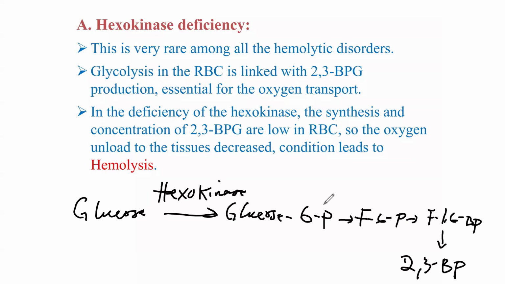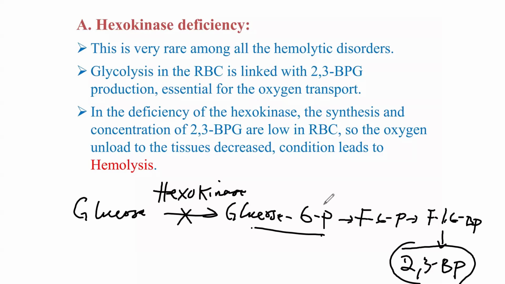So now what happens if this hexokinase is deficient? If hexokinase is deficient, it means that this reaction will be blocked, so glucose cannot be converted into glucose 6-phosphate. Therefore, the whole of the glycolysis will be blocked, and therefore 2,3-bisphosphoglycerate will not be generated. So now, what is the relationship between 2,3-bisphosphoglycerate and hemolytic anemia?